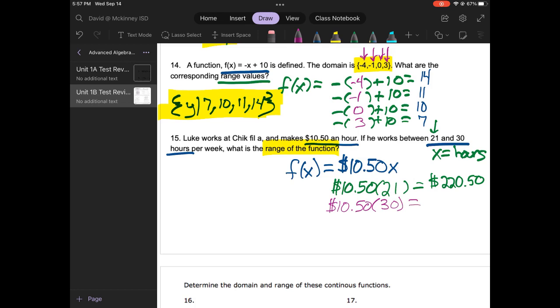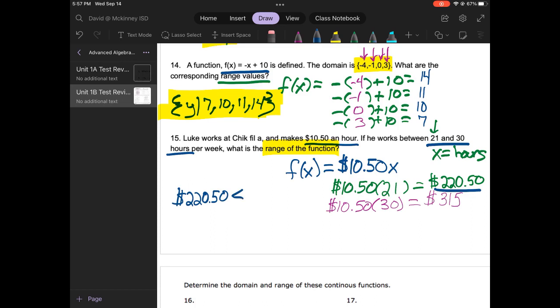I'm going to do this again, except instead of 21, I will use 30. $10.50 times 30. When I calculate it out, again, please use your calculator. Please don't try to do that in your head. I'll get $315. So now that I know that I'm going to make somewhere between $220.50 and $315, that's going to be my range of possible outcomes.